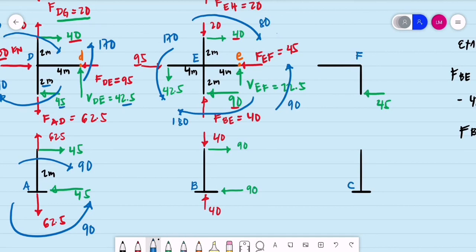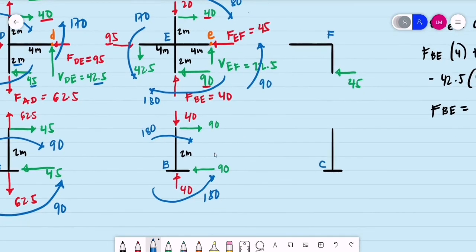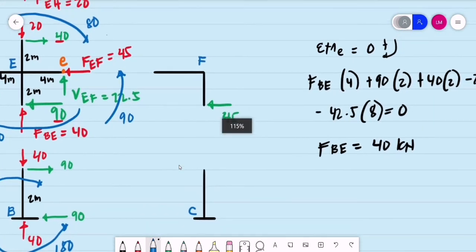Then for the moments, this is 90 times, again, this is 2 meters. 90 times 2 is 180. And the moment reaction at the base B should be 180 kilonewton meter. Okay, that is for base B. Then for the last column, this is column CF. So the axial force for beam EF, this time, this is 45 kilonewtons to the right.